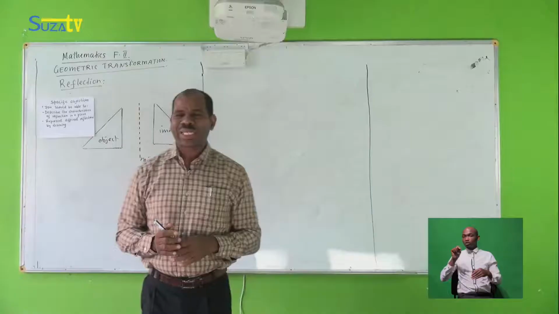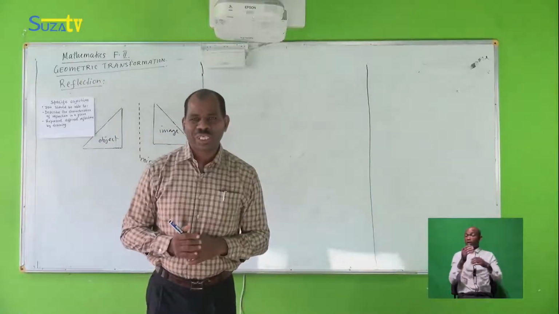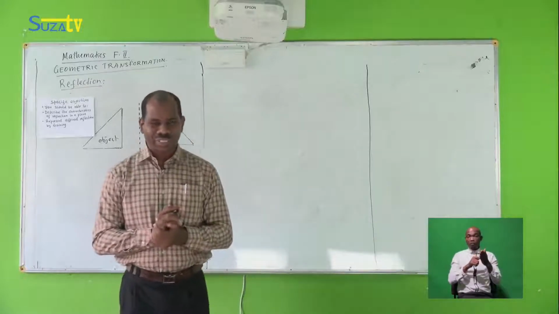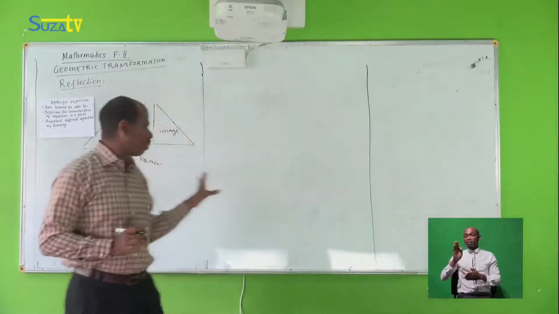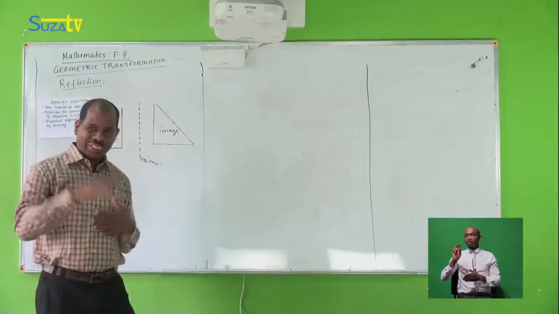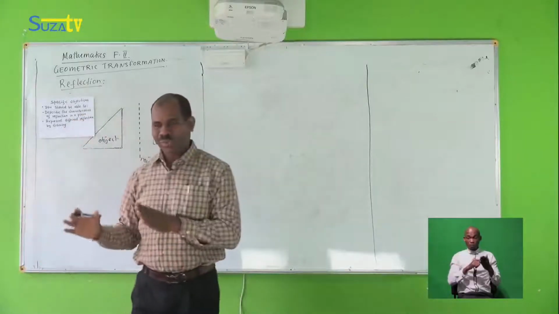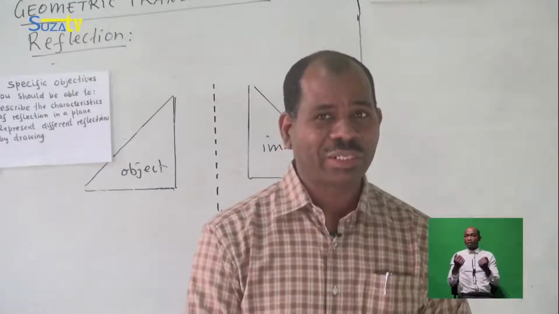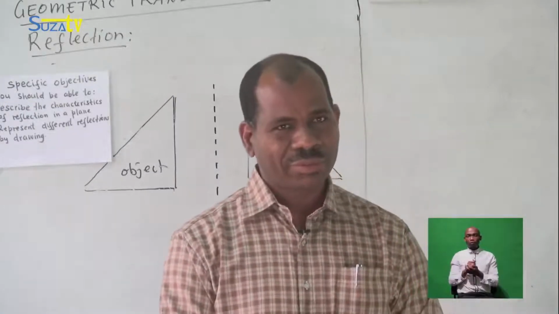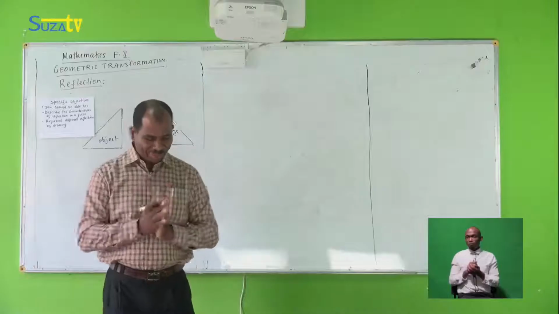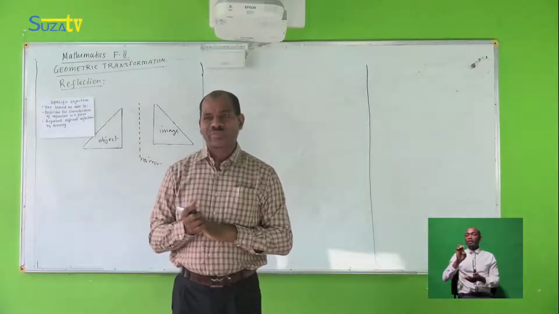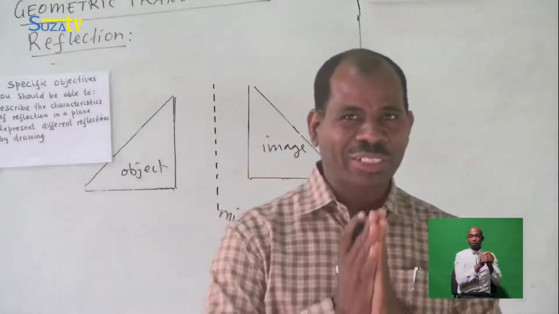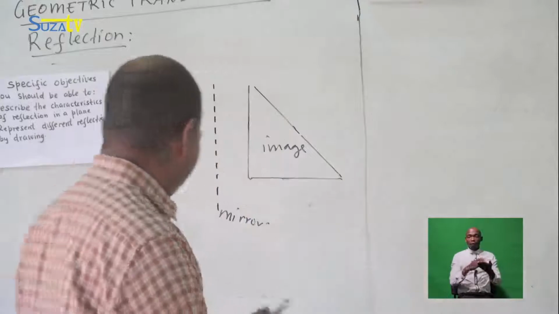From here now, we can come up with a definition of reflection. Who can define a reflection? What is a reflection? By considering the previous examples and the shifting of the object from one position to another. Can you define reflection? What is a reflection? A reflection is a straight shifting of an object from one position to another.